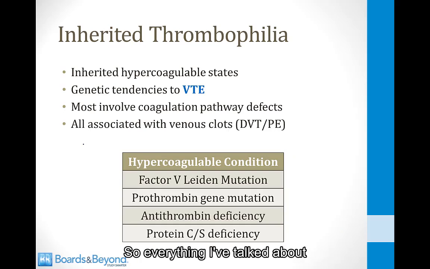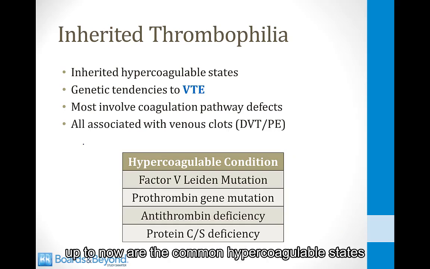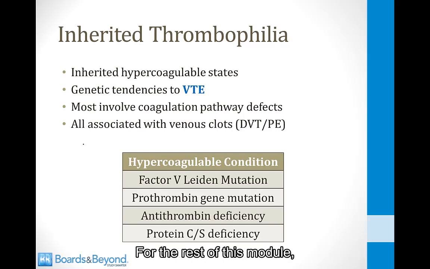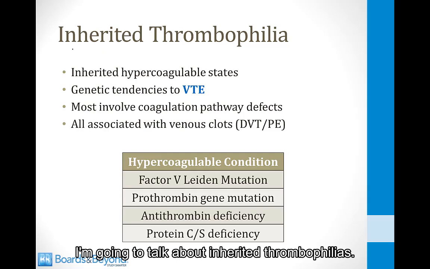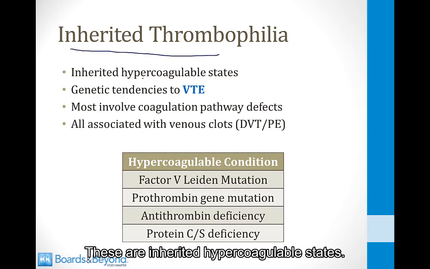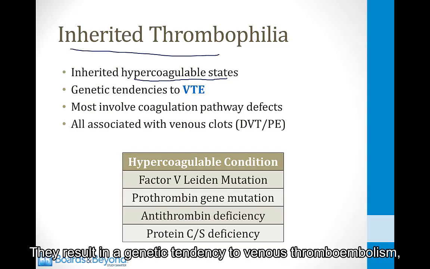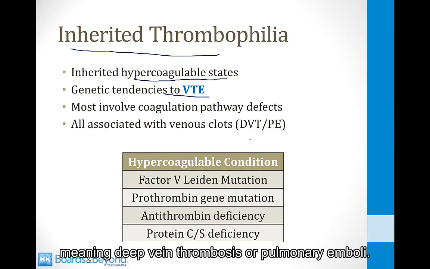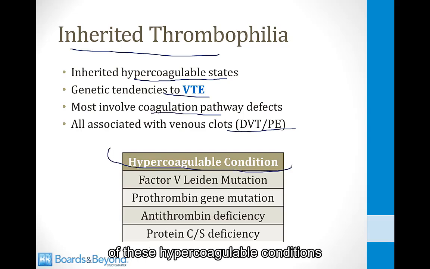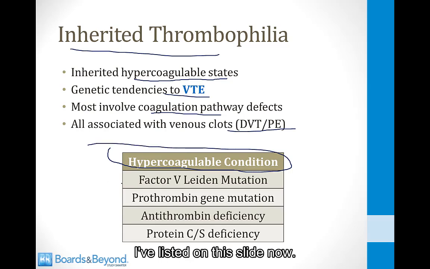So everything I've talked about up to now are the common hypercoagulable states that you'll encounter on your clinical rotations. For the rest of this module, I'm going to talk about inherited thrombophilias. These are much more rare. These are inherited hypercoagulable states. They result in a genetic tendency to venous thromboembolism, meaning deep vein thrombosis or pulmonary emboli. Most involve defects in the coagulation pathway. So we'll talk about all 4 of these hypercoagulable conditions I've listed on this slide now.